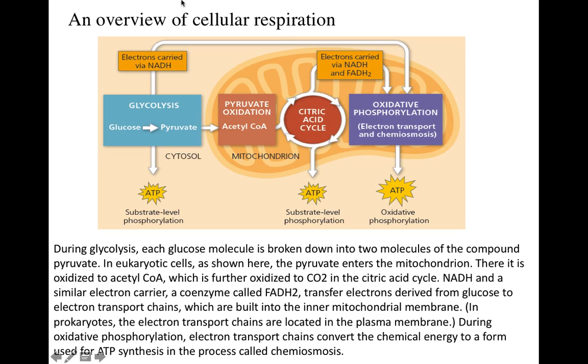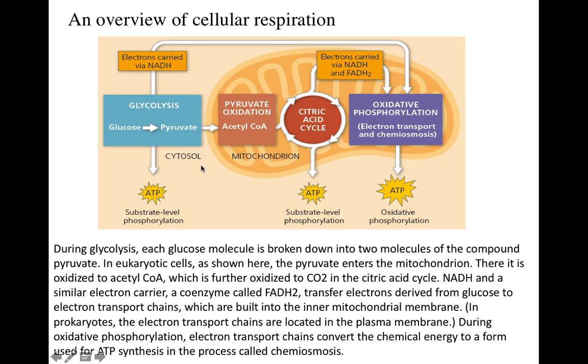So here's an overview of cellular respiration. This is an animal cell because it contains a mitochondrion. This is the cytoplasm, and this is the mitochondrion. We know that we utilize glucose for the production of energy. The first step is when we consume glucose in food, this glucose is picked up by our cells and enters into the cytoplasm. When it enters into the cytoplasm, this glucose is broken down via glycolysis into two molecules of pyruvate.